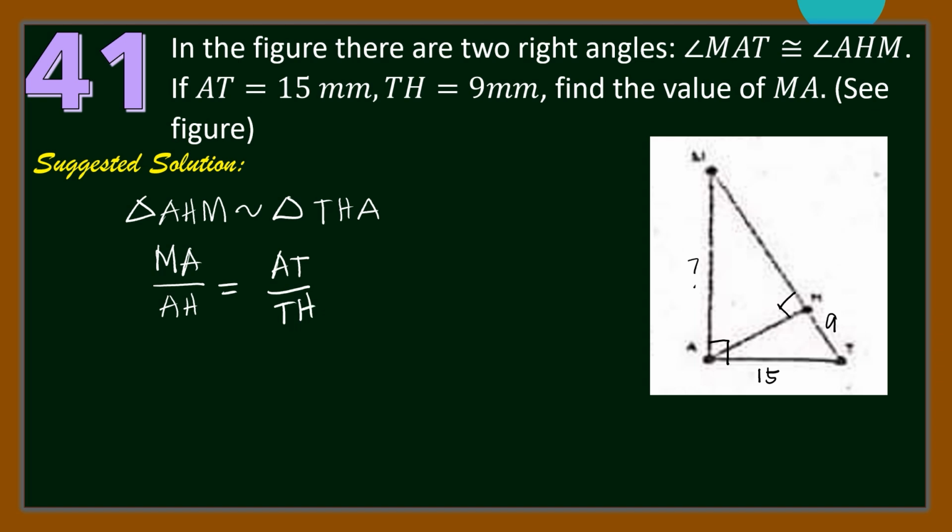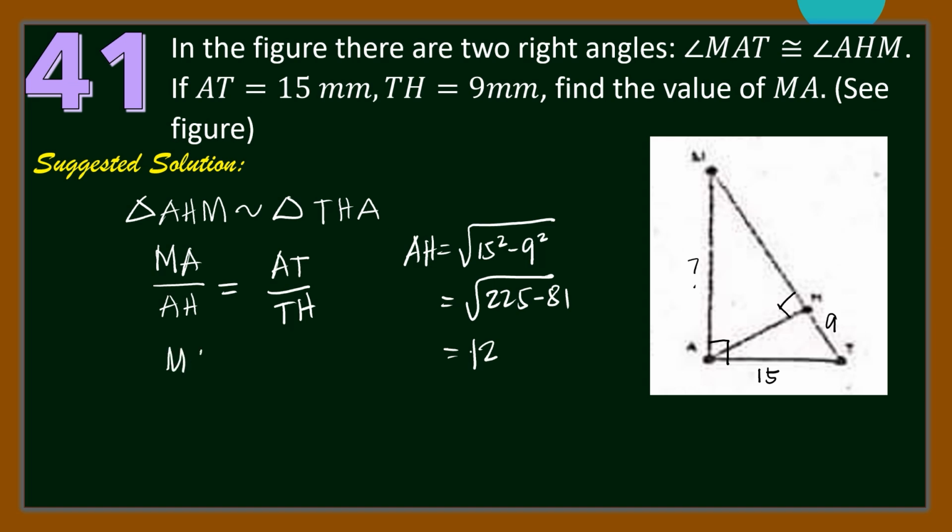And then in triangle AHT, we can solve for the length of AH to be the square root of 15 squared minus 9 squared. This is equal to the square root of 225 minus 81. And this is equal to square root of 144. That will be equal to 12. Now let us substitute the values of AH, AT, and TH to get the value of MA.